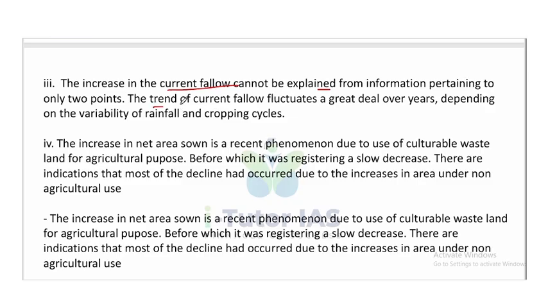The trend of current fallow fluctuates a great deal over the years depending on the variability of rainfall and cropping cycle. Now, the fourth one is that the increase in the net area sown is a recent phenomenon due to use of cultivable wasteland for agriculture purposes, before which it registered a slow decrease. There are indications that most of the decline had occurred due to the increase in areas under non-agriculture use.